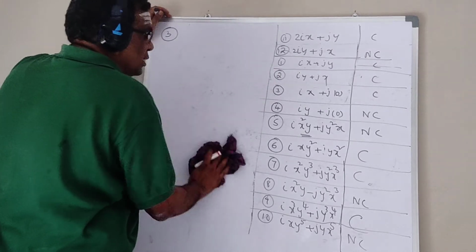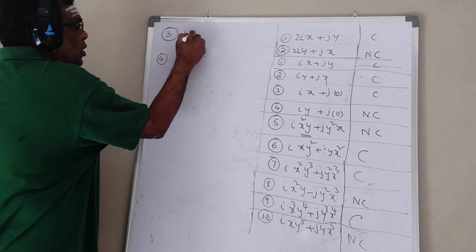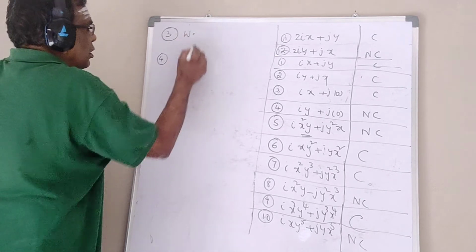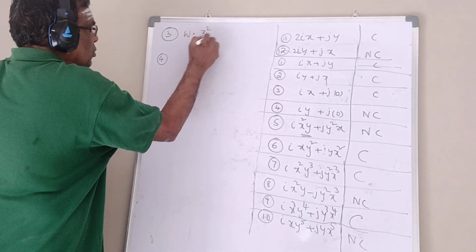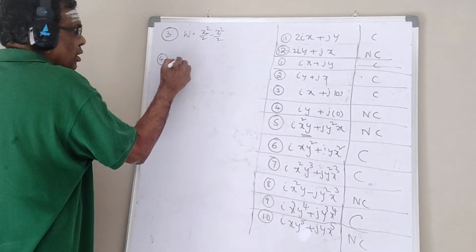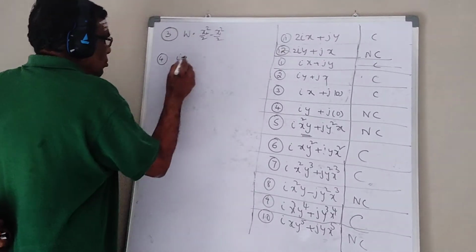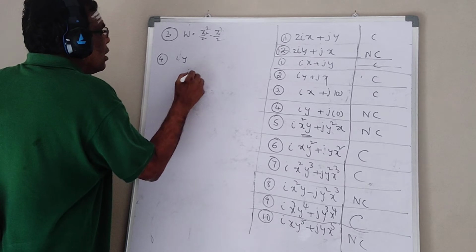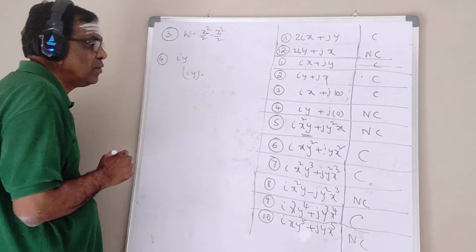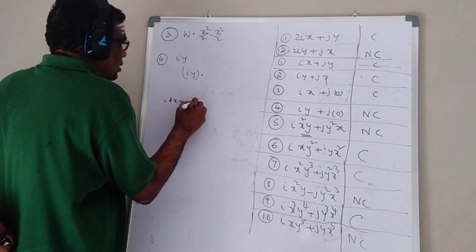Look at the third example. Look at example number 4. What is the work done you got in this case? x2 squared by 2 minus x1 squared by 2. What is 4? i y. Okay? That means i y dot, what is dr? i dx plus j dy.